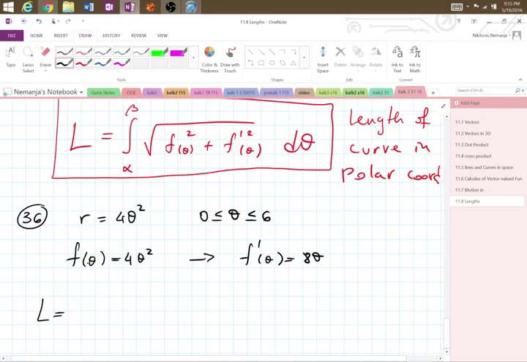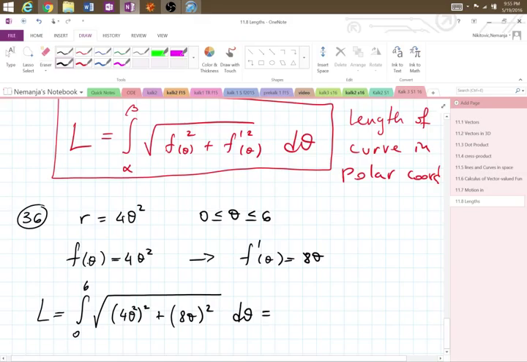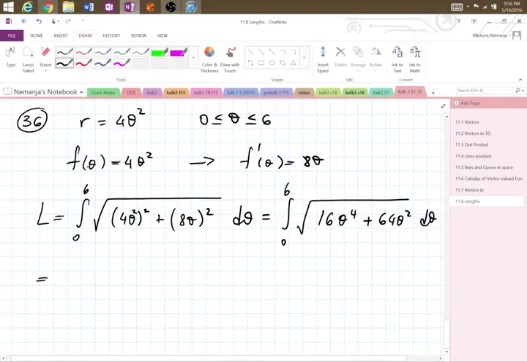The length of the curve is going to be the integral from 0 to 6 of the square root of the function squared, which is (4 theta squared) squared, plus the derivative squared, which is (8 theta) squared, d theta. So all we need to do now is a little bit of black magic to solve this, and we're done. Integral from 0 to 6 of the square root of 16 theta to the 4th plus 64 theta squared d theta.